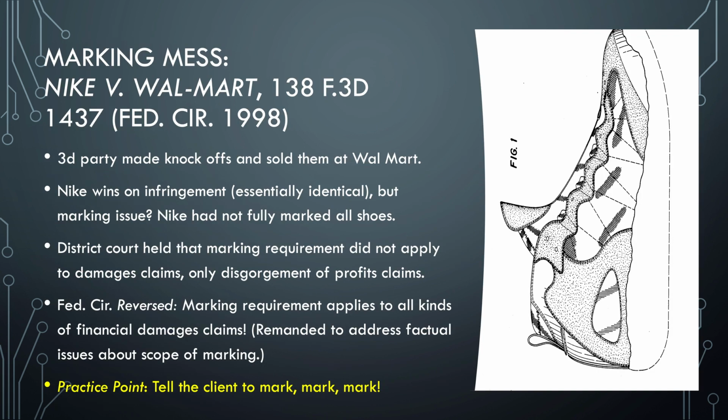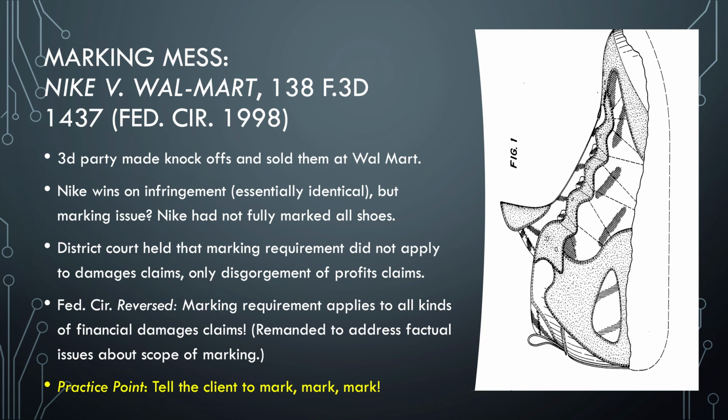Nike's unhappy. Walmart's selling a shoe that some third party had made that Nike felt was a complete knockoff of its design patent on its shoe. You see there its design patent. Nike goes to trial. It was an identical shoe, basically. It was a knockoff. Nike wins on design patent infringement, but it had a marking issue. Nike hadn't fully marked all of its shoes with the patent number.